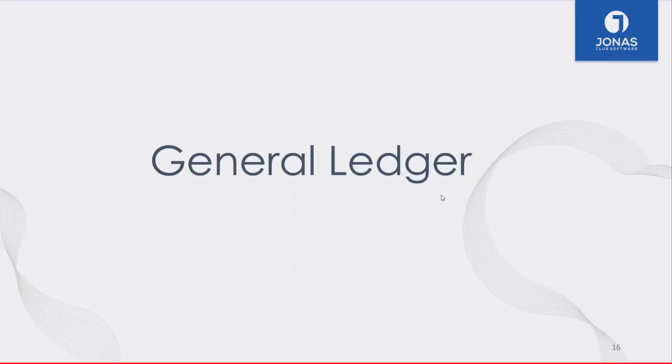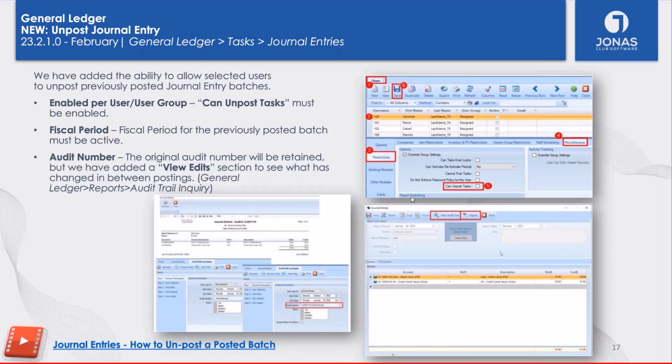Now let's move along to general ledger. So one thing we did last year that we want to highlight again, because it's a very important tool, is the ability to unpost journal entries. So if you haven't used this yet, this tool does exist within general ledger. It was part of our 2023 release cycle, but again, we wanted to highlight it because it is an important tool. The ability to unpost a journal entry is by user. So not every user can unpost batches.